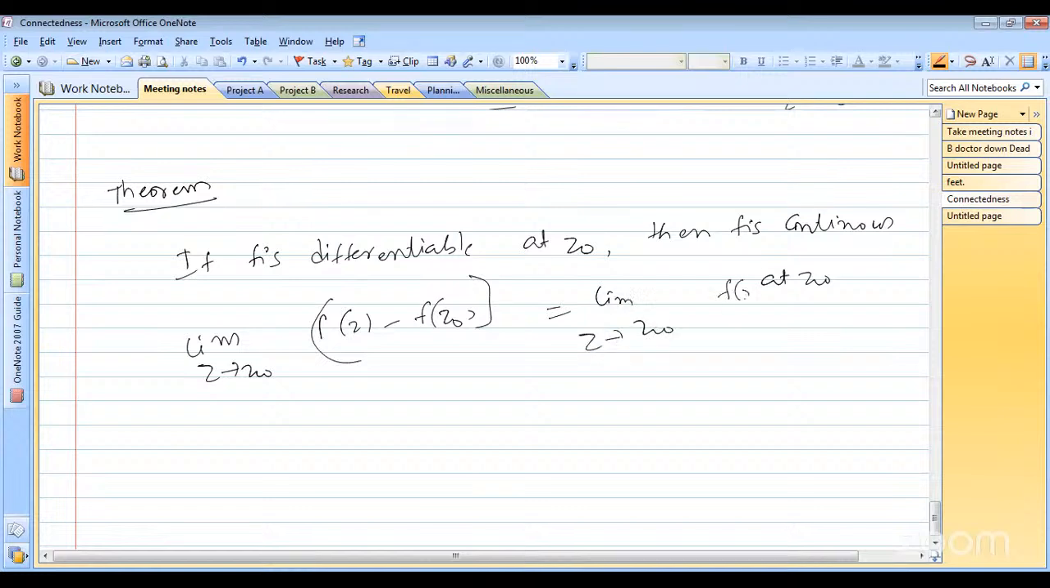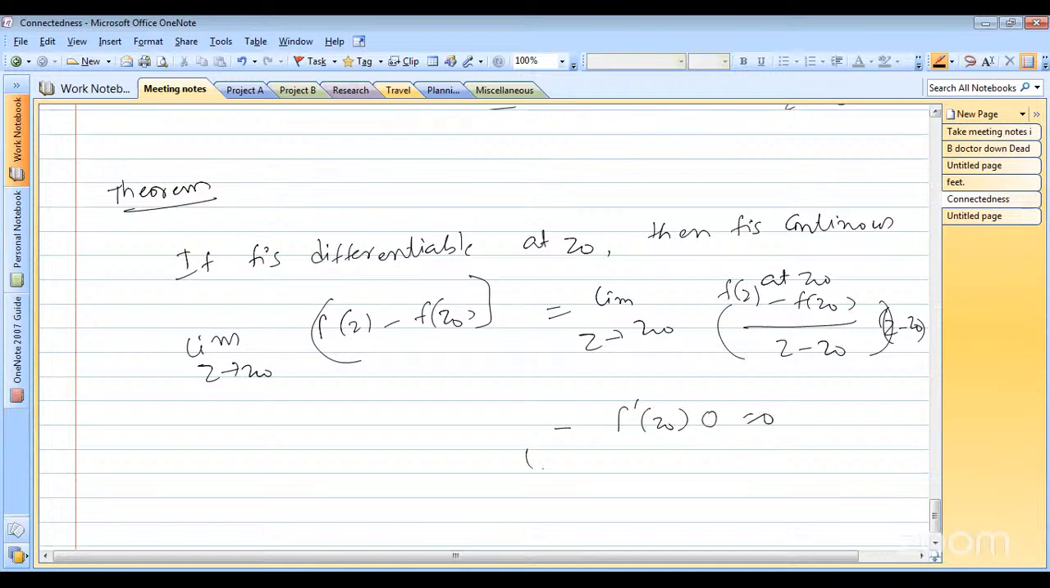I'm simplifying it as f of z minus f of z naught by z minus z naught, multiplied by z minus z naught. So that gives f dash z naught, and the z minus z naught is cancelled. So the first derivative f dash z naught into 0 is equal to 0.